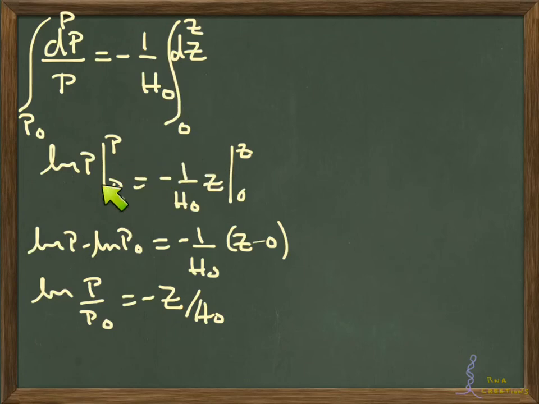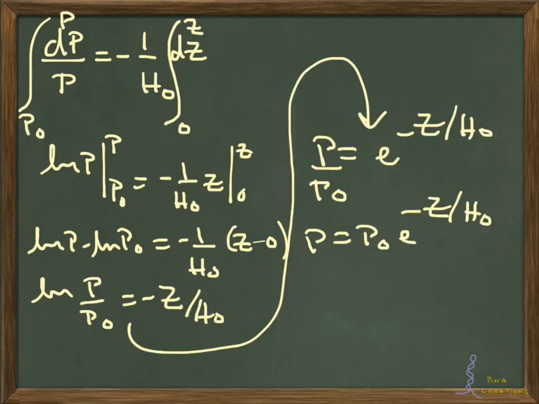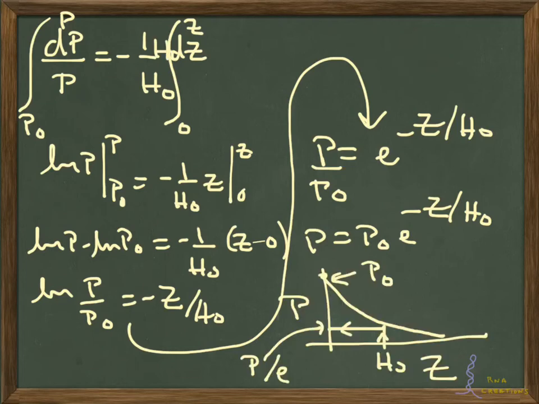We evaluate these. On the left, we get the natural log of p minus the natural log of p naught. Ultimately, we can simplify to this expression. On the right, we simply have z minus 0, or z. We can then raise each side to the exponent of e, and e to the natural log of p over p naught reduces to p over p naught, and on the left-hand side, we end up with this expression. We can bring the p naught over on the right side of the equation.